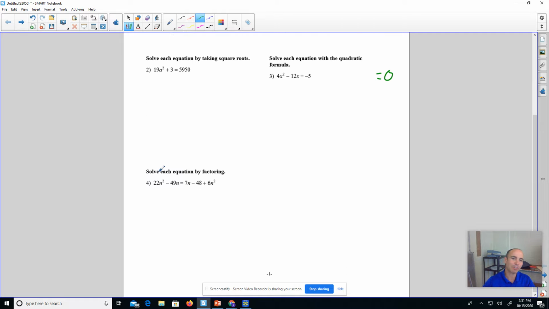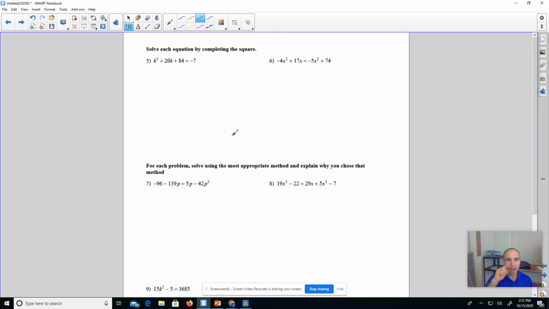Now, similarly, for number 4, solving this equation by factoring, what do you need to do to this equation in order to solve by factoring? I'll give you a clue. It's the same thing that you need to do if you're going to use the quadratic formula. So one way or the other, you're going to set this thing equal to 0, whether it's moving all the stuff from the left side of the equation over to the right, or moving all the stuff from the right side over to the left. Unless you set it equal to 0, you are not going to be able to solve by factoring.